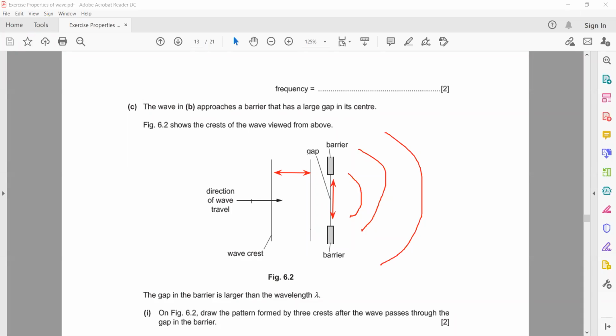Is it clear? So more diffraction will be there, because the water is now in a deep region. In the deep region, the wavelength is longer. So when it passes through the same gap, it will diffract more.